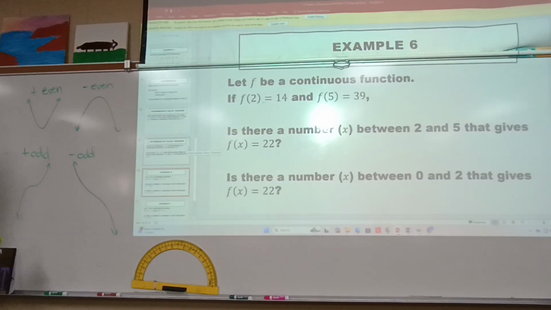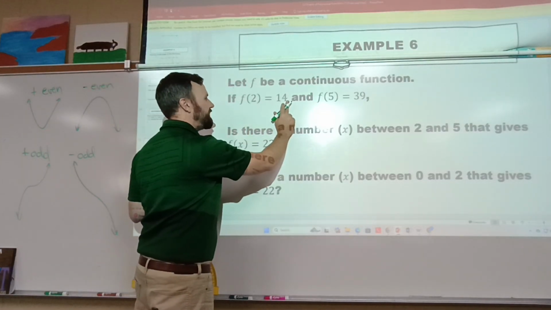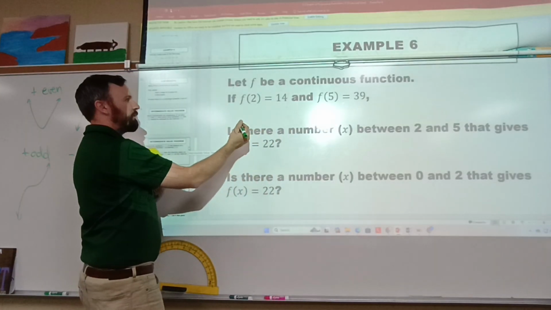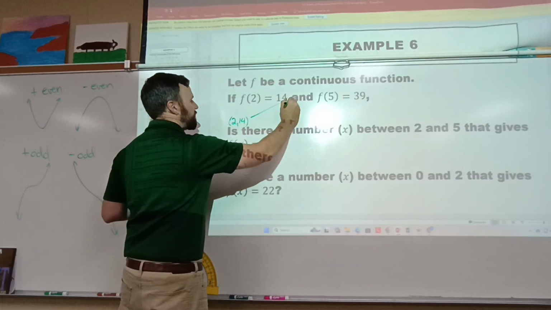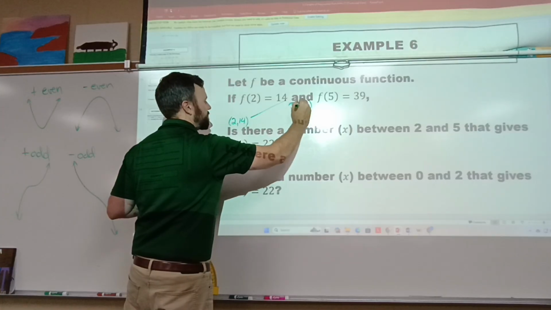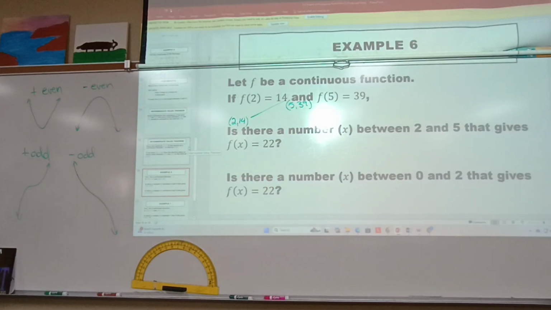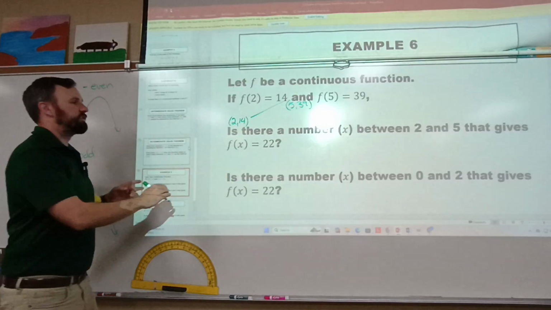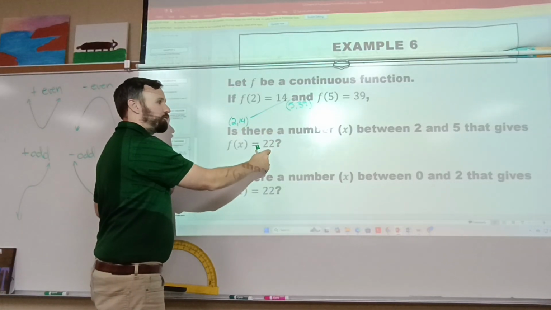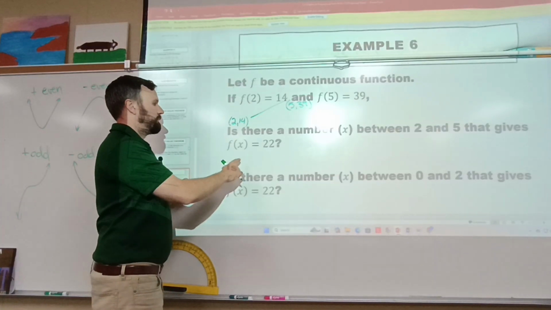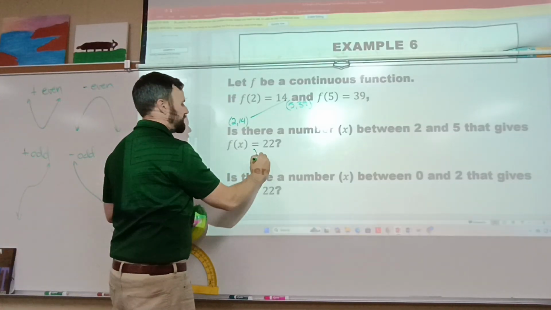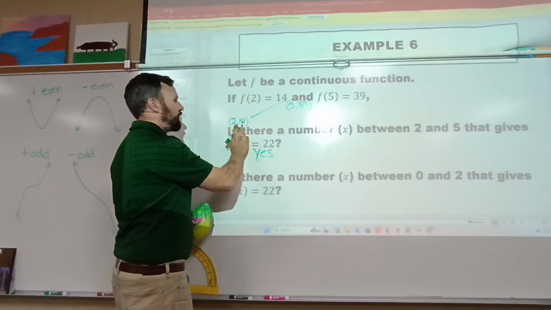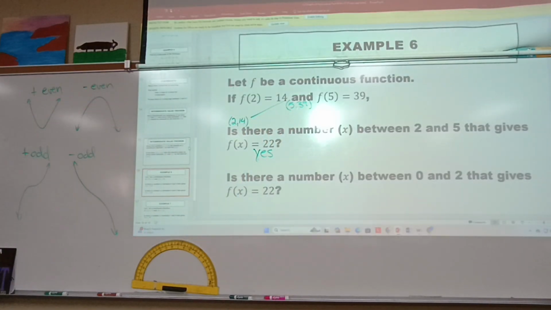So we have a continuous function. f of 2 is 14. f of 5 is 39. So think about that graph I just did. We have the point (2, 14), and then it's going to go up to the point (5, 39), right? So do I know for a fact that there is somewhere on this function that y equals 22? Will there be somewhere in here that I hit 22 with my y? Yeah, that's all it's saying. How do I know? Because 22 is in between 14 and 39. I wish they would word this better.